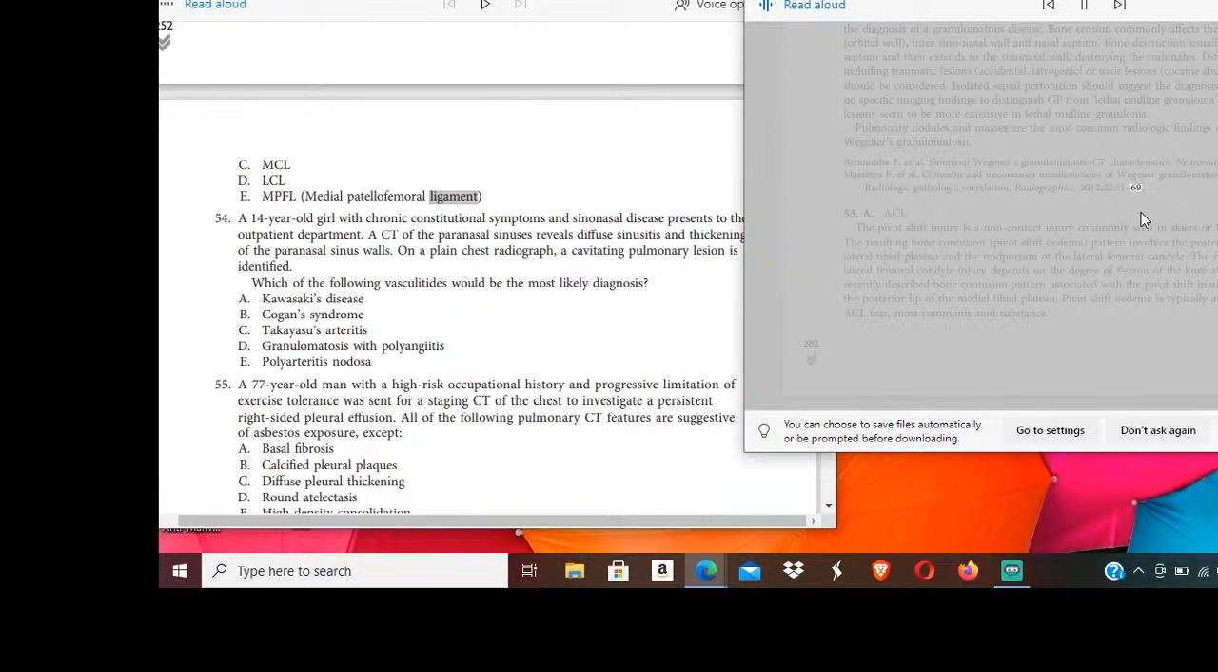53. A. ACL. The pivot shift injury is a non-contact injury commonly seen in skiers or U.S. football players. The resulting bone contusion, pivot shift edema, pattern involves the posterior aspect of the lateral tibial plateau and the mid-portion of the lateral femoral condyle. The exact location of the lateral femoral condyle injury depends on the degree of flexion of the knee at injury. Another recently described bone contusion pattern associated with the pivot shift injury is edema within the posterior lip of the medial tibial plateau. Pivot shift edema is typically associated with ACL tear, most commonly mid-substance.